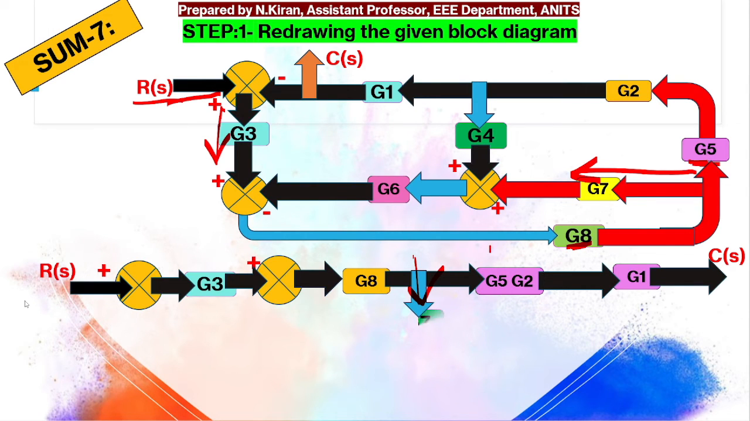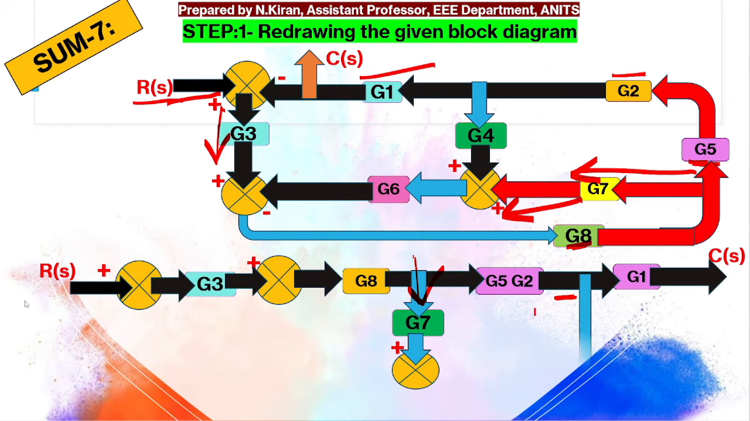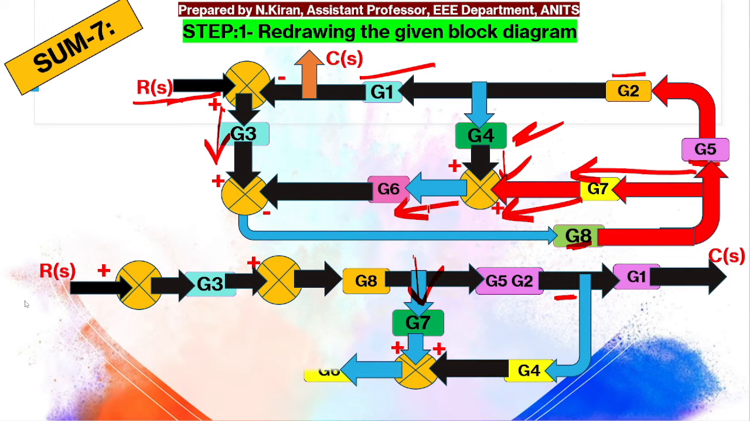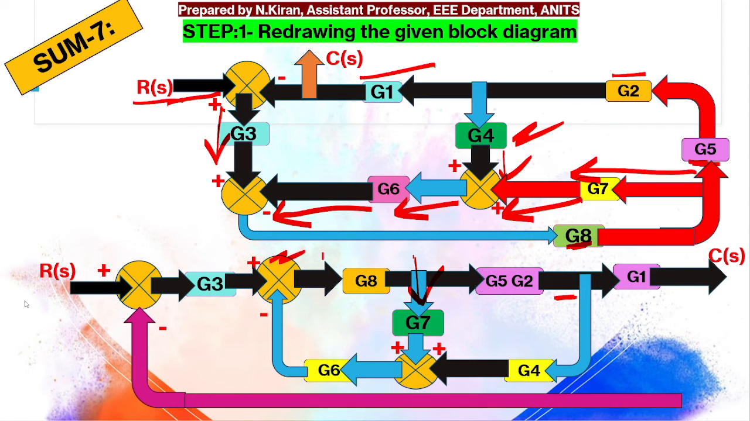I am getting a block G7. From G7 it is going to a summing point. Okay, so again in between G2 and G1, so that is this point, I am getting a gain of G4 and that is going to the same summing point. Okay, next the output of the summing point is going to a block G6 and from there it is going to a summing point. This is this summing point with a negative feedback.